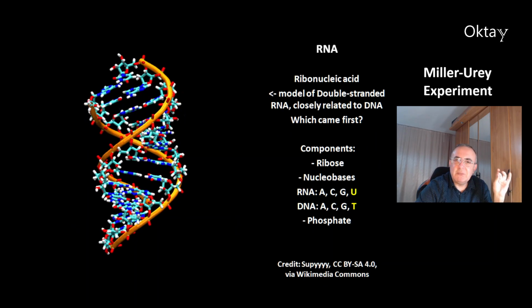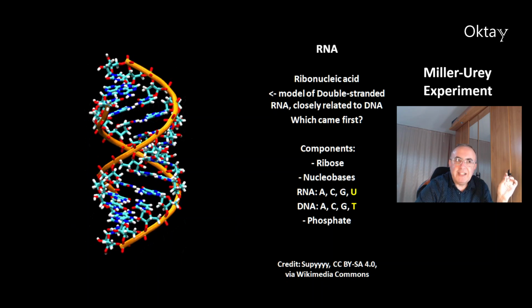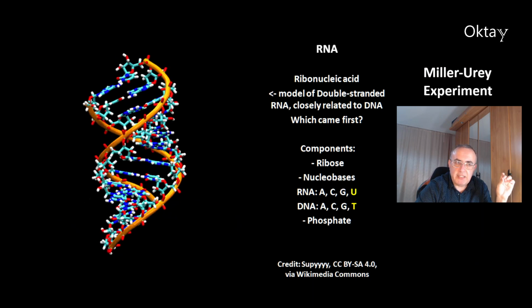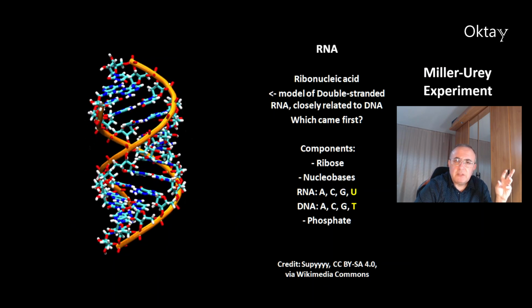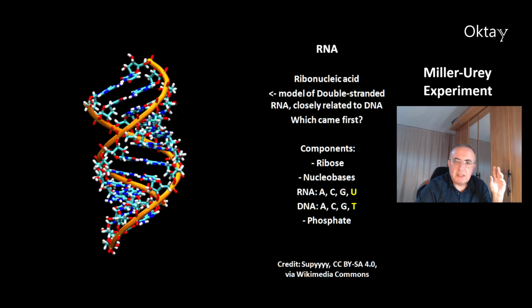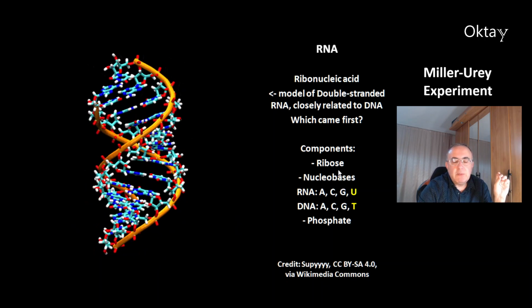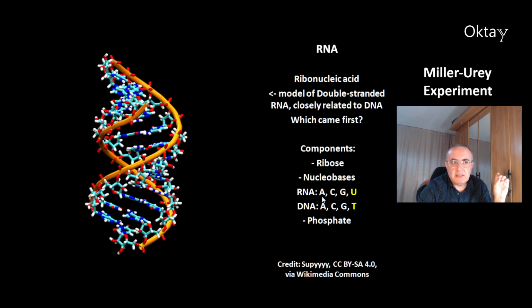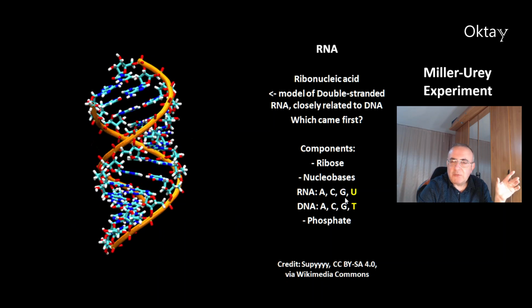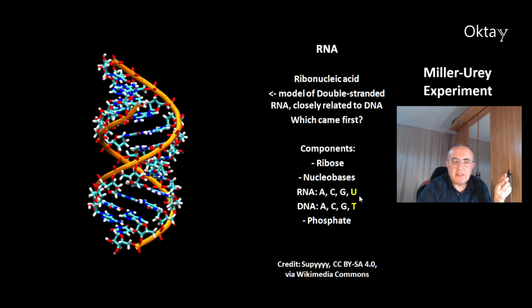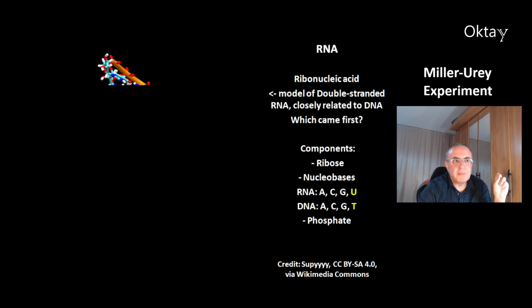This is a nice animation of the molecule RNA, ribonucleic acid, and this is a model of the double-stranded RNA. It is very closely related to DNA. One question is which of these two came first, RNA or DNA? And the RNA molecule has 3 components. One is ribose, a carbohydrate. The second component is the nucleobases. You can see this 4-letter code. 3 of the 4 letters are identical in RNA and DNA. There's only one difference: RNA contains uracil. And the third component is phosphate.